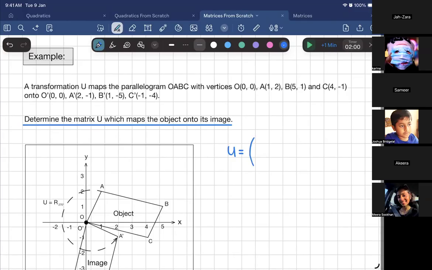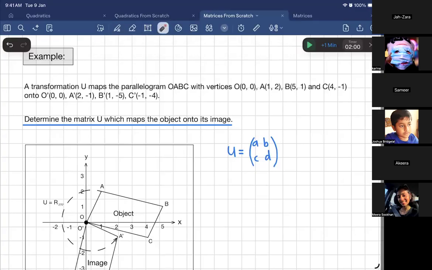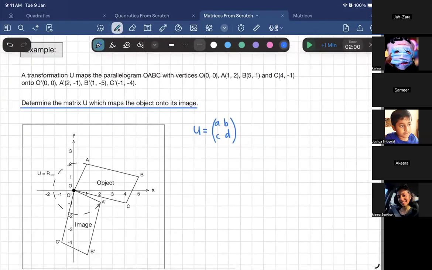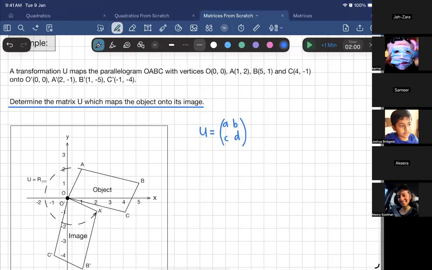If I don't know what U is, I'll need to assign random letters. These transformation matrices are 2 by 2 matrices, so I'm gonna say A, B, C, D. So Akira, all these transformations are going to be 2 by 2 matrices. Do I know the elements inside? No, I don't know the elements inside. Now remind me, what was the magical equation I told you guys you had to remember? How do you go from the object to the image?